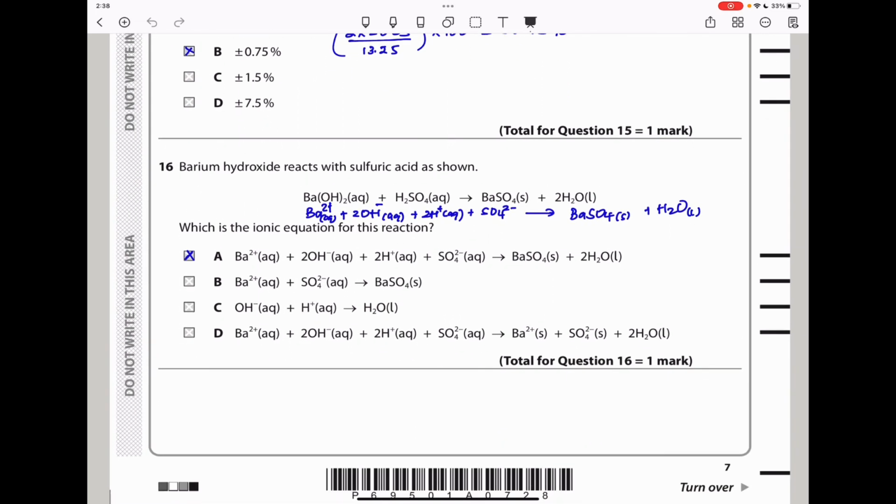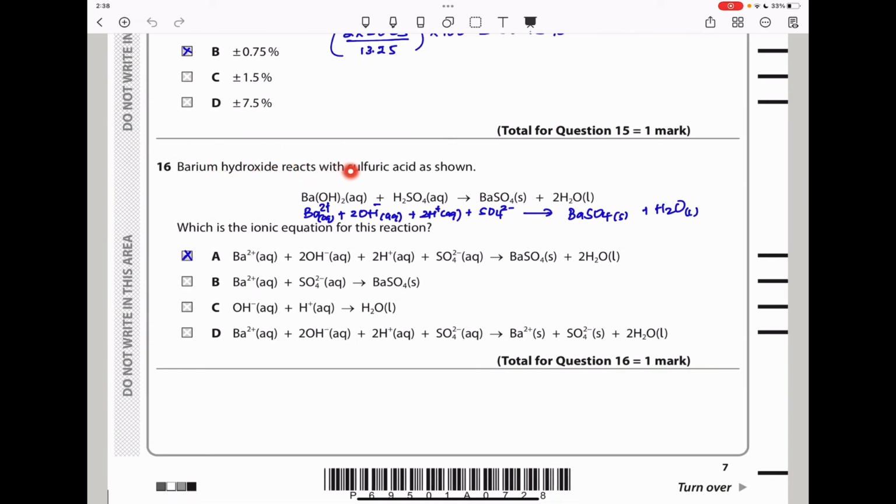If we go to question 16, they say barium hydroxide reacts with sulfuric acid as shown below. So this is the equation of how they react. They ask which is the ionic equation for the reaction. When we are writing an ionic equation, we'll break apart the aqueous only. So breaking this aqueous, I get that and that. When I break that, I get that and that.